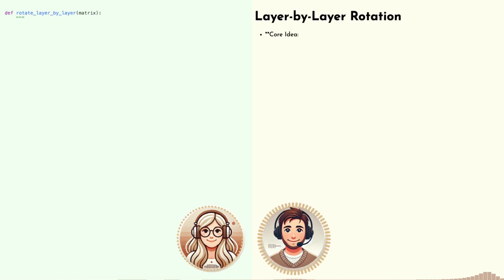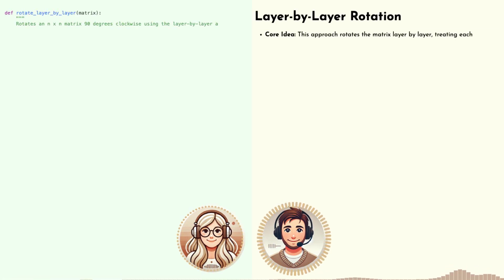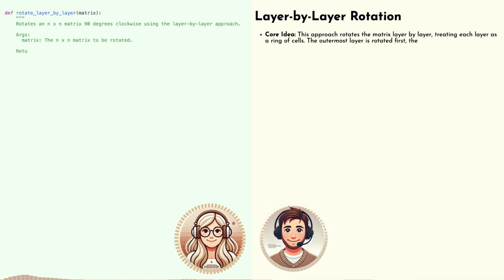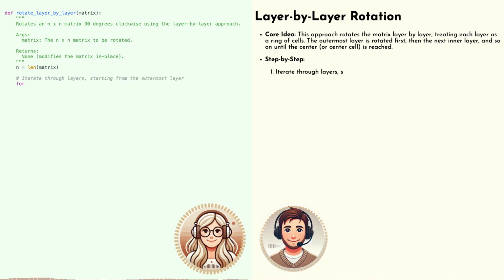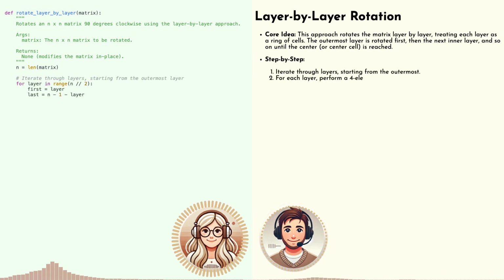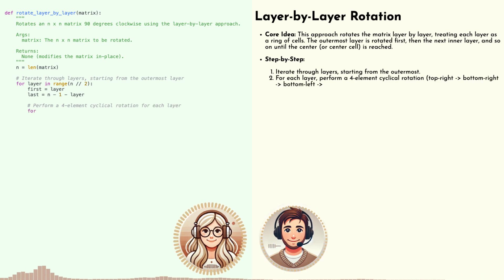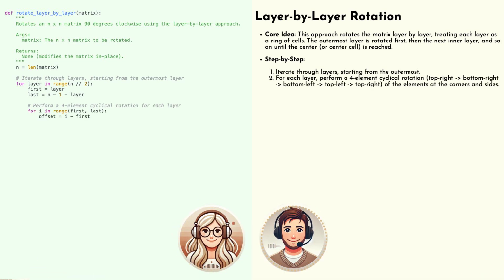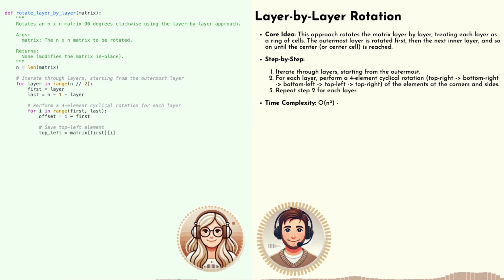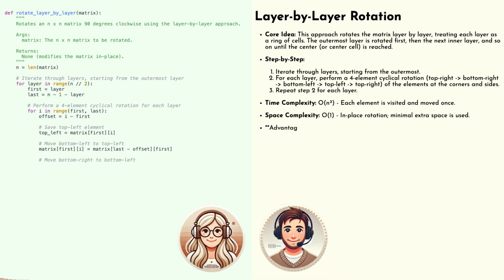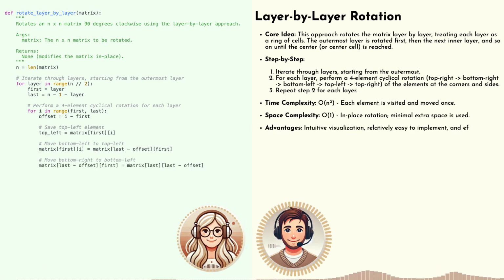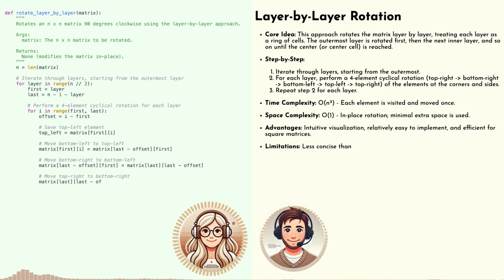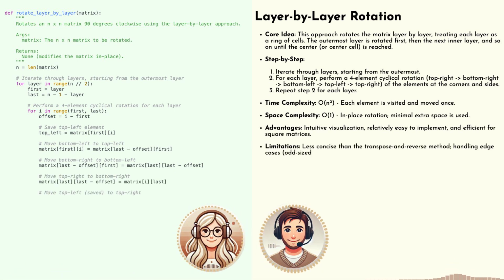So how can we do this without needing all that extra memory? That's where things get interesting. We have to work within the original matrix itself. It's like solving a puzzle, rearranging the pieces without taking any out of the box. So what's our first elegant solution? Let's start with the transpose and reverse method. It's really clever and efficient. How does that one work?